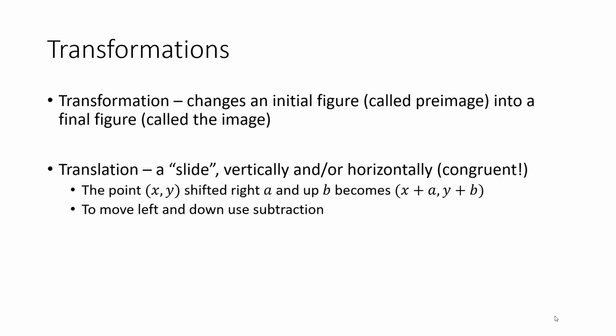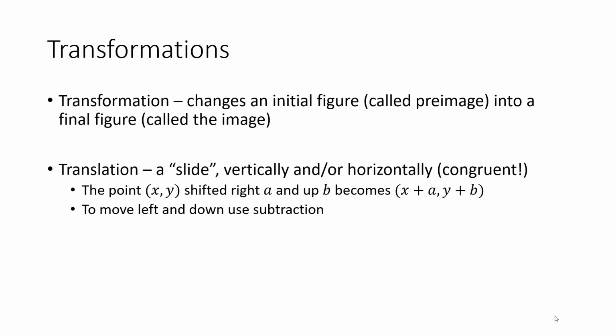The first type of transformation we're going to look at, and there'll be 4 total, is what's called a translation. A translation simply means we slide the object vertically or horizontally, possibly both. The key important thing to know is that once we move the object, the new shape, the image, is still congruent to the preimage. It's the same shape and the same size.